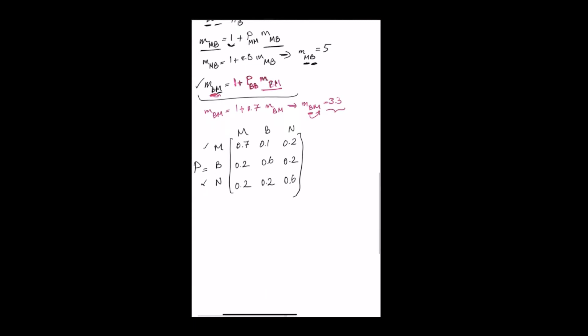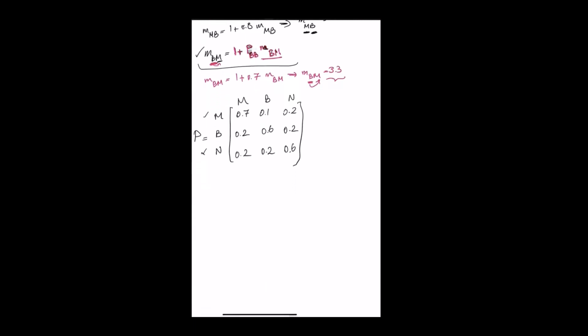So now I have to find the new market share. So that would be another pi, P equals pi. So here, what is the dimension of vector pi? What are the elements? Pi 1, pi 2, and pi 3. Pi 3, because I have 3 states M, B, N. I multiply it by P.